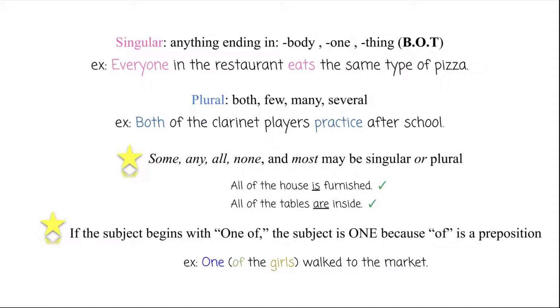Words like some, any, all, none, and most can be singular or plural, and those words are going to rely on the context of the sentence for you to be able to tell if they're singular or plural, usually by a prepositional phrase that follows it. So like for this one, some of the house is furnished, all of the house is furnished, or all of the tables are inside. The difference of house versus tables make those singular and plural differently. If the subject begins with one of, then it's always going to be a singular subject because we know that we're only talking about one no matter how many things follow. So one of the girls walked to the market, even though there are a bunch of girls, we're only talking about one.